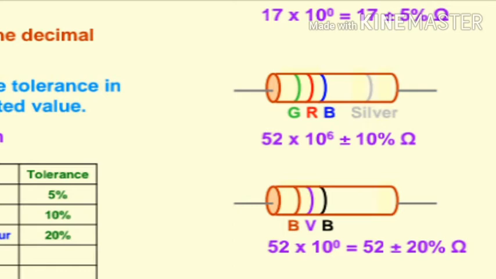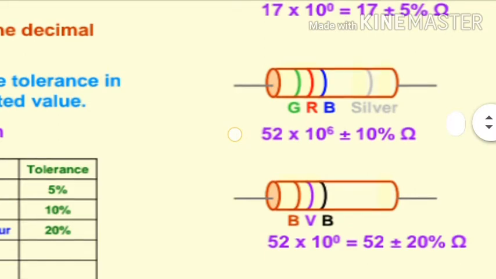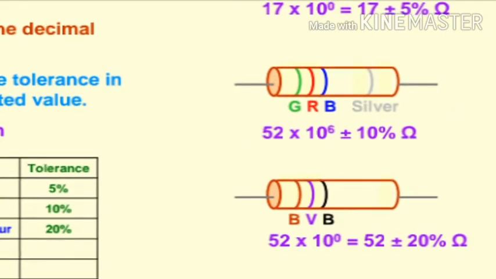So the resistance of this resistor becomes: the number value assigned for green is 5, number value assigned for red is 2, and the number value assigned for blue is 6. So the resistance will be 52 multiplied by 10 to the power 6. And the silver color indicates the tolerance of the resistor is 10%. So the total resistance of the resistor becomes 52 into 10 to the power 6 plus minus 10% ohm. Okay.